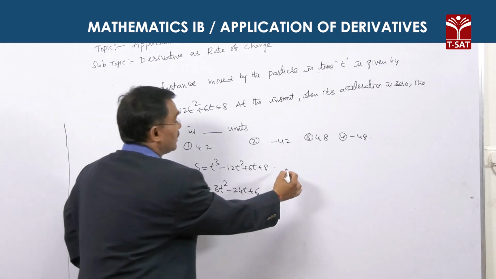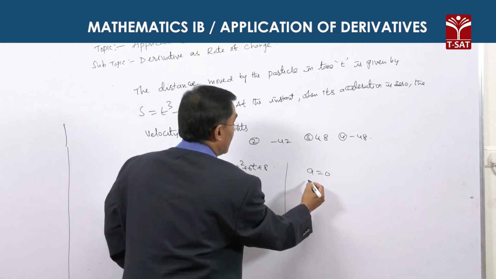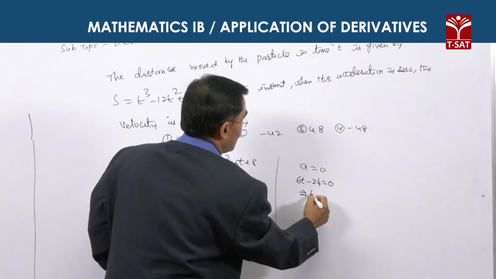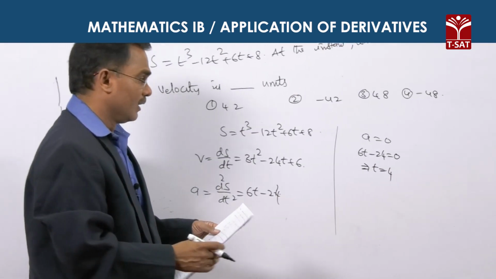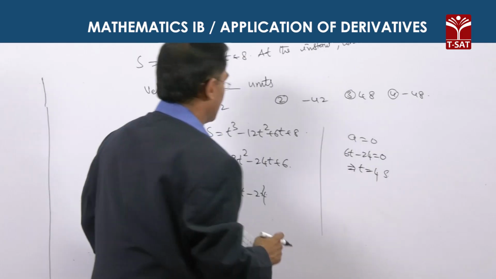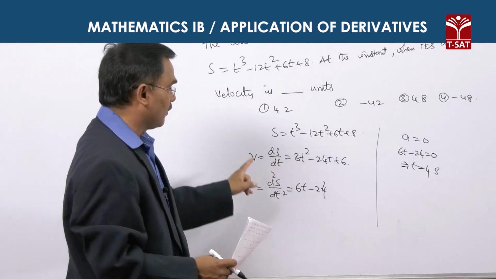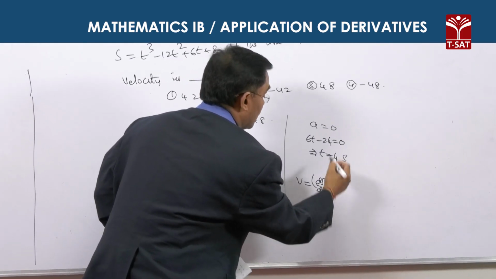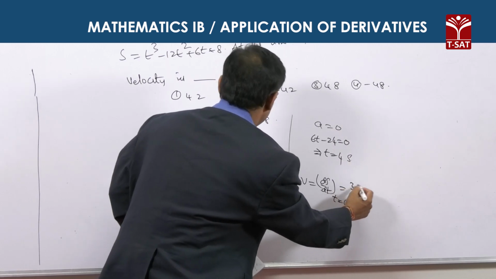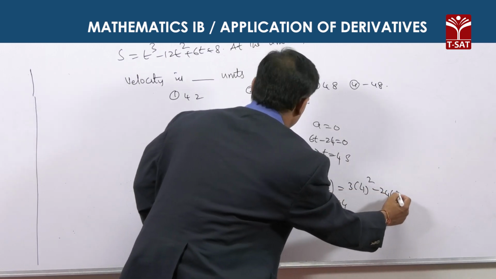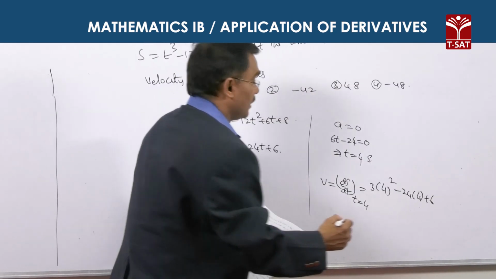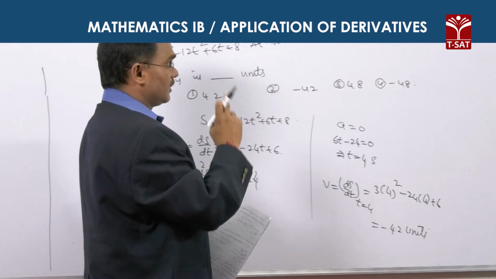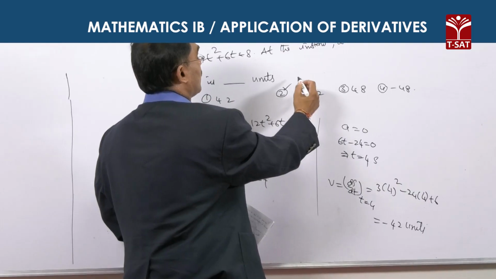Given acceleration is 0, 6t minus 24 is equal to 0, which implies t is equal to 4. At t is equal to 4 seconds, acceleration is 0. At t is equal to 4, velocity v is equal to ds by dt, which is 3 into 4 square minus 24 into 4 plus 6. If you simplify, we get minus 42 units. Therefore, when acceleration is 0, the velocity is minus 42 units.